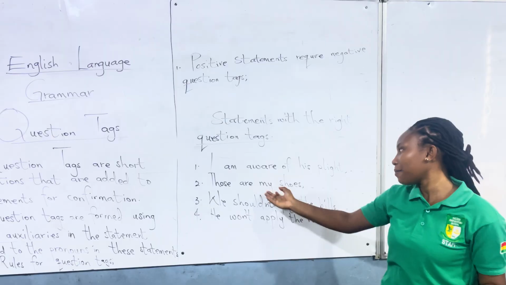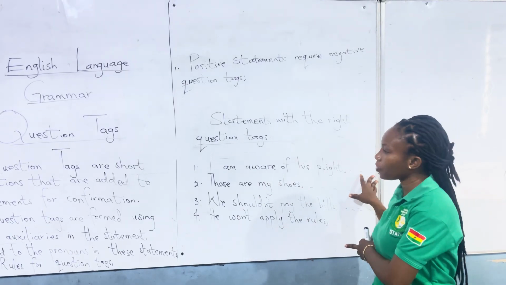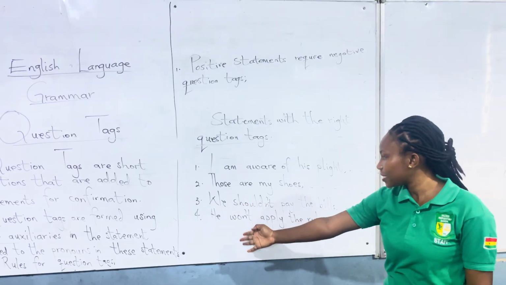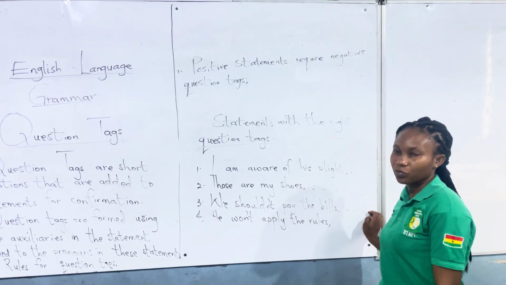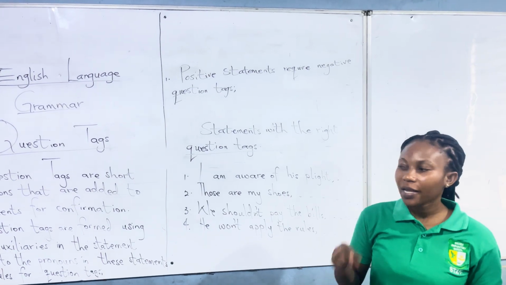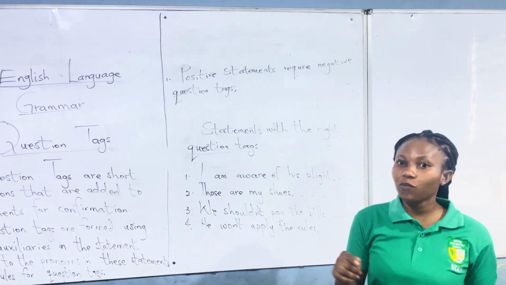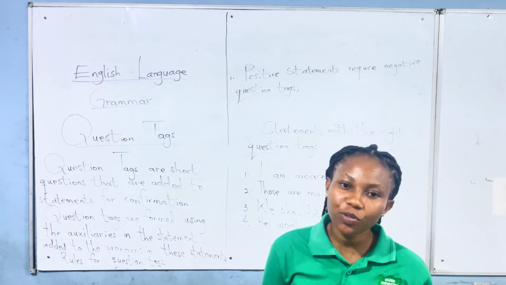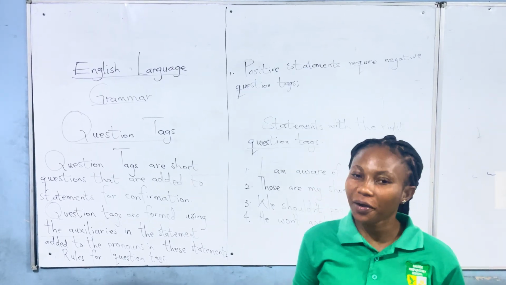Number 2, those are my shoes. So fix in the right question tag. We shouldn't pay the bills. And lastly, he won't apply the rules. So I need you to do this at the comment section and I promise to check them to see if we follow the right rules. Let's do it together. I want you to check if you had it wrong or correct.